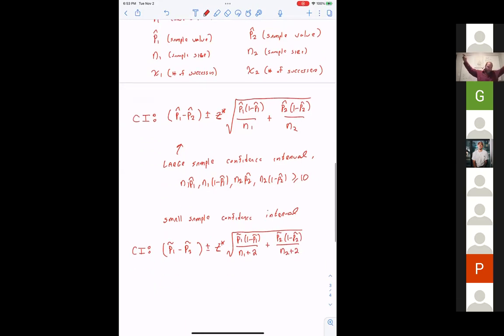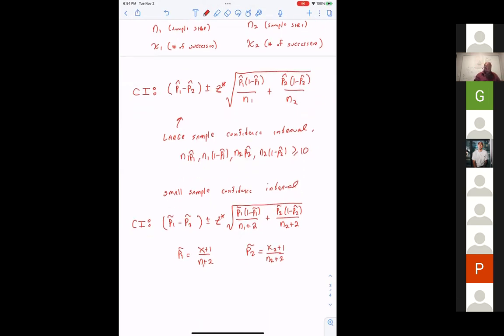But this time, because it's 2 in each group, I'm just going to have P1 twiddle be X1 plus 1 over N1 plus 2, and the same thing for X2 plus 1 over N2 plus 2. So it's the same idea. I'm going to get a total of 4 extra in my sample sizes and a total of 2 extra in my successes. But because I have 2 different ones, I'm going to add 2 for each on the bottom and 1 for each on top, for a total of 2 extra on the top and a total of 4 extra on the bottom. Does that make sense? Yes.